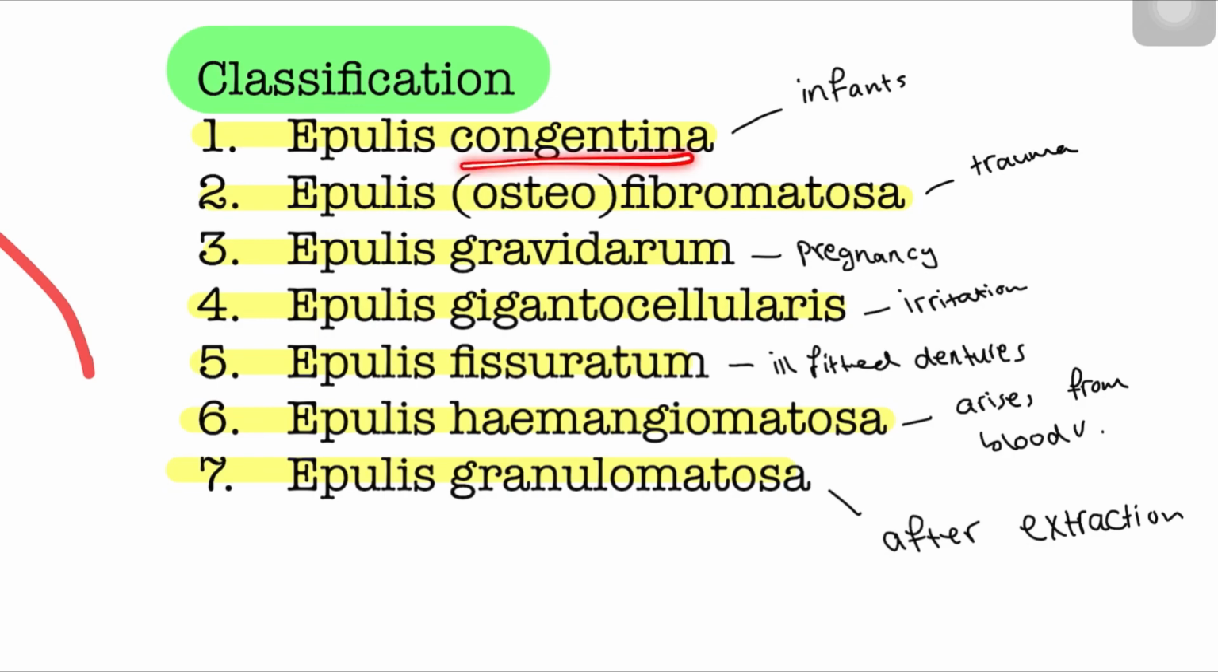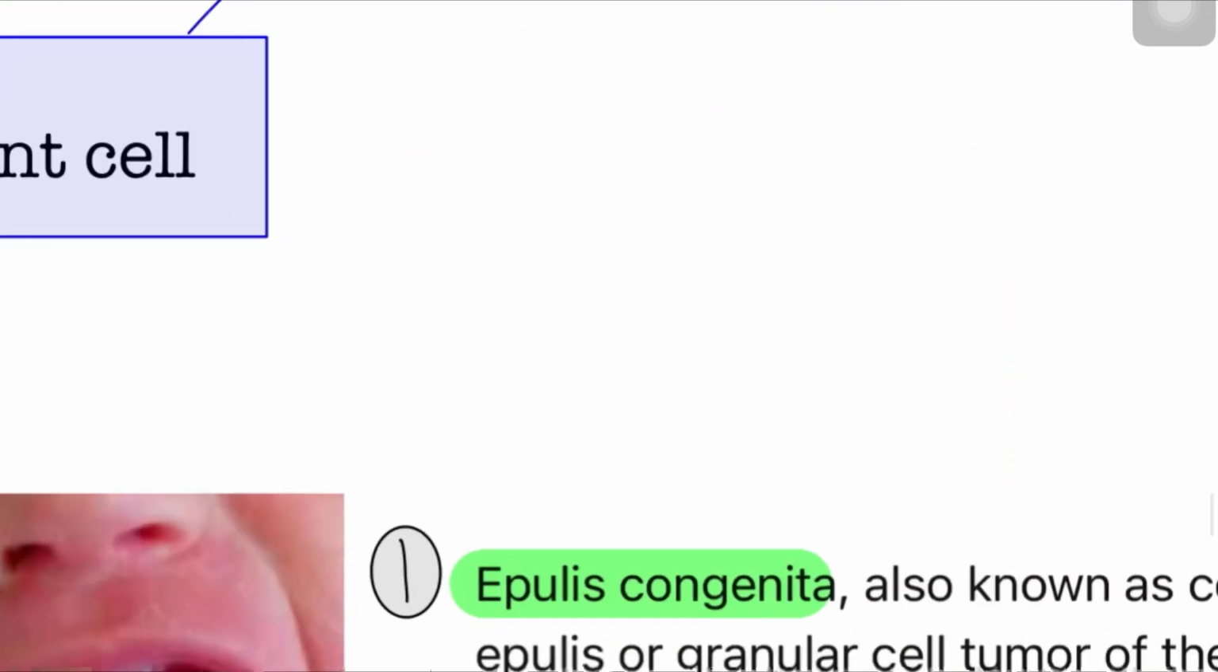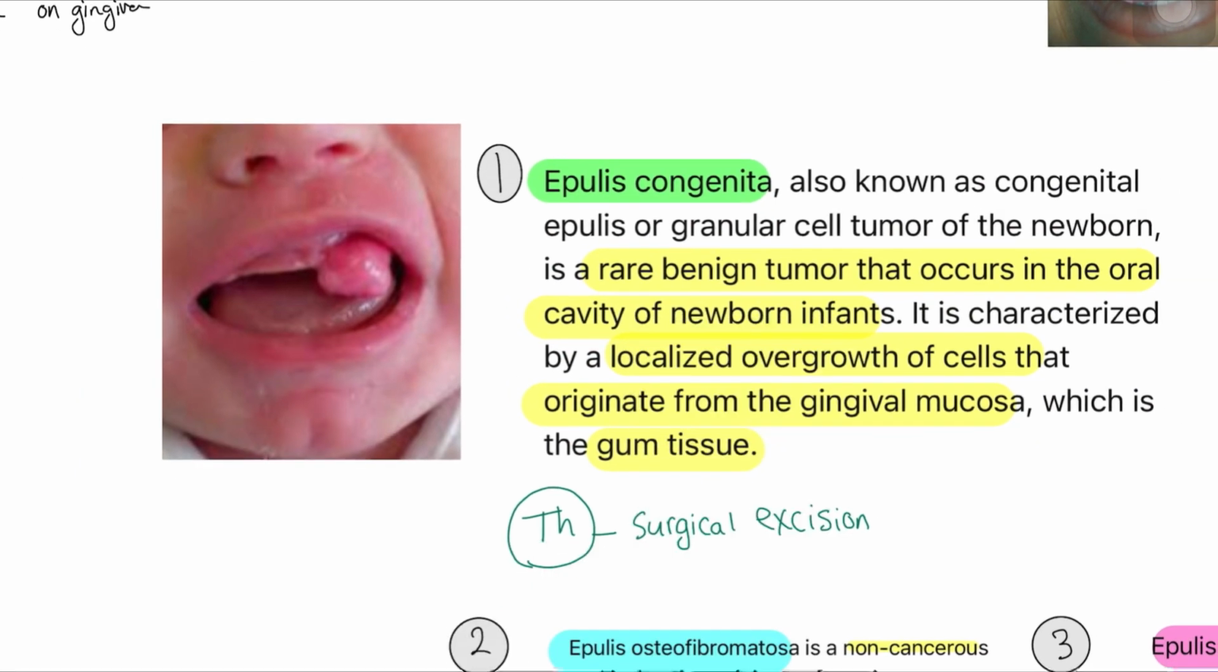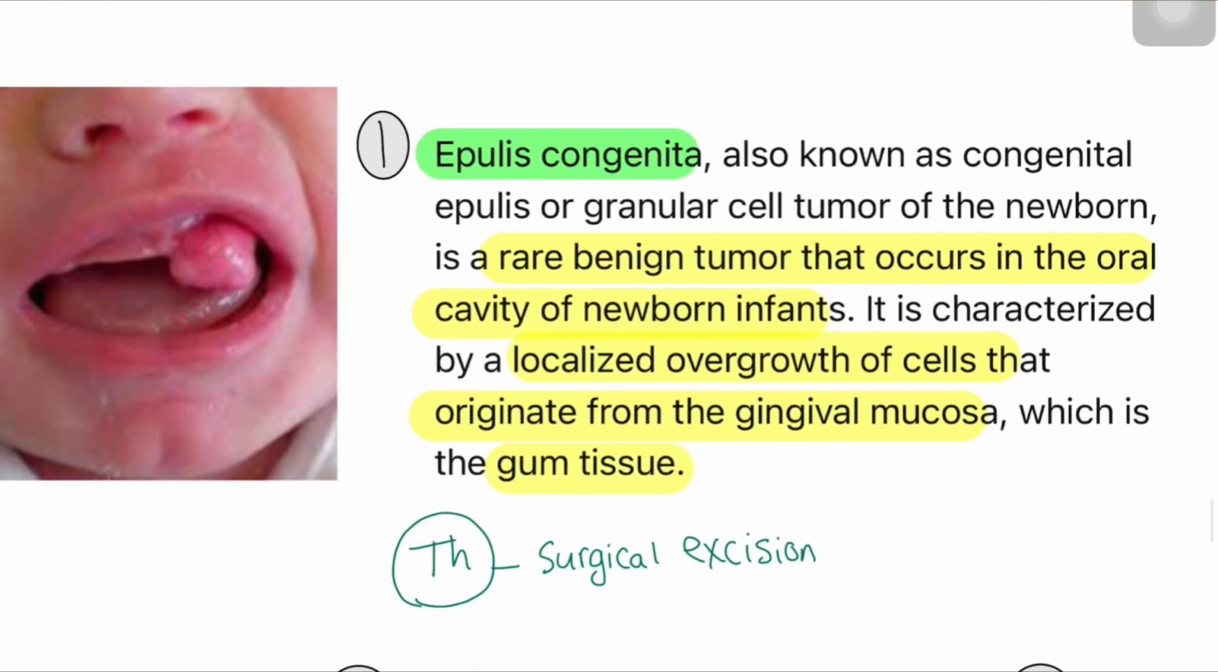So about congentina. So congentina is here. It's also known as congenital epulis. I mean it has different names. It's usually in the newborns. It is a rare benign tumor that occurs in the oral cavity of newborn infants. It is characterized by a localized overgrowth of cells that originate from the gingival mucosa, which is the gum tissue. Like as we can see in this photo. And treatment is just surgical excision. They just take this out and that's it.